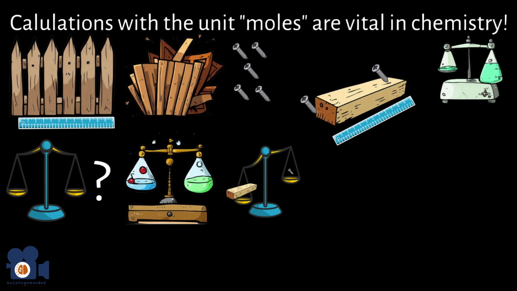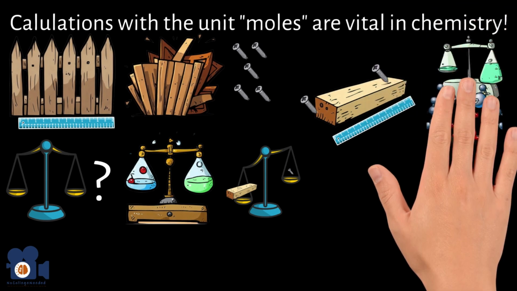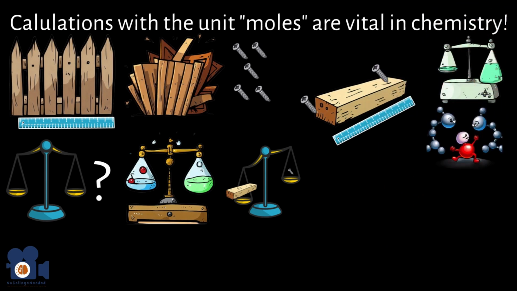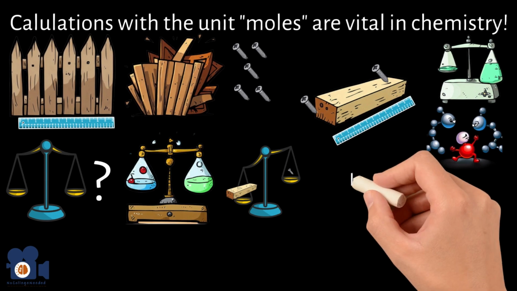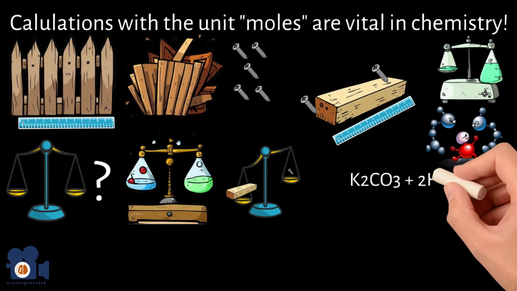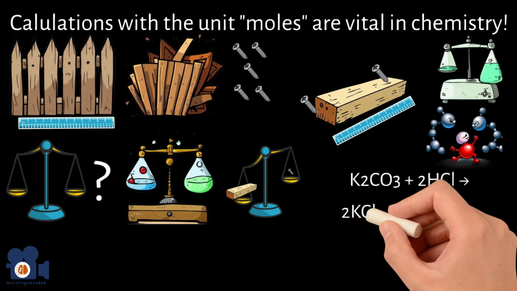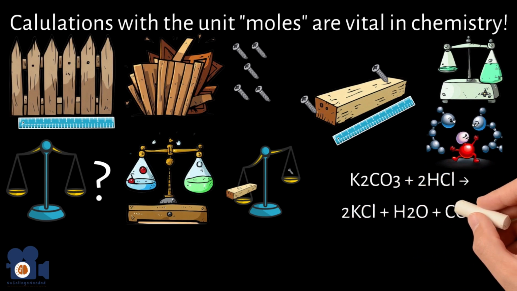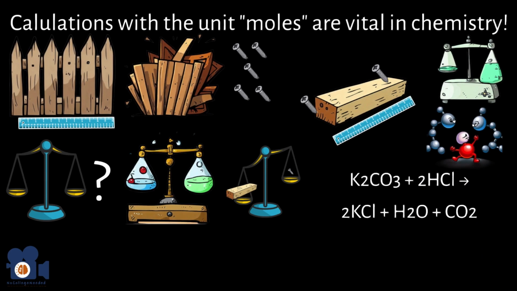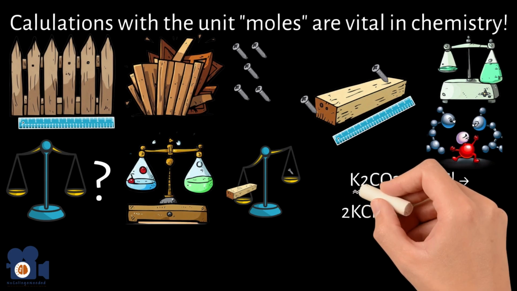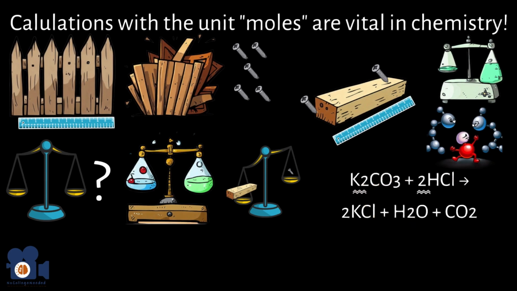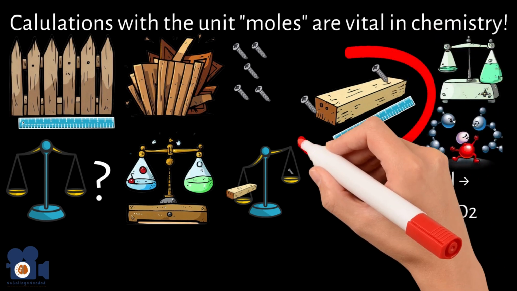It is further complicated when 1 molecule of a given substance reacts with 2 molecules of another. We can visualize this in the balanced reaction of K2CO3 plus 2HCl going to 2KCl plus H2O plus CO2. It takes 2 of the HCl's to react with 1 of the K2CO3s. This is analogous to it taking 2 screws to fasten 1 2x4.